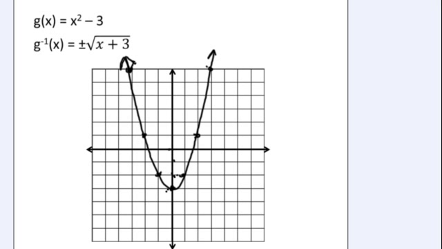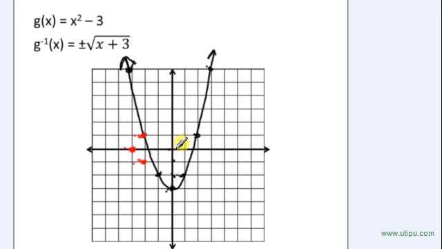Now, to graph the inverse, it might be fastest just to flip each point around. So I could look at this point at 0, negative 3, which would flip to negative 3, 0. The point at 1, negative 2 would go to negative 2, 1. The point at negative 1, negative 2 would flip to negative 2, negative 1. So you can see our parabola is going to be sideways here.